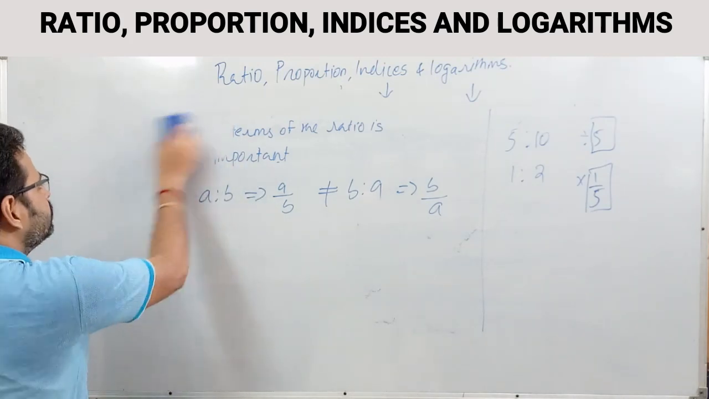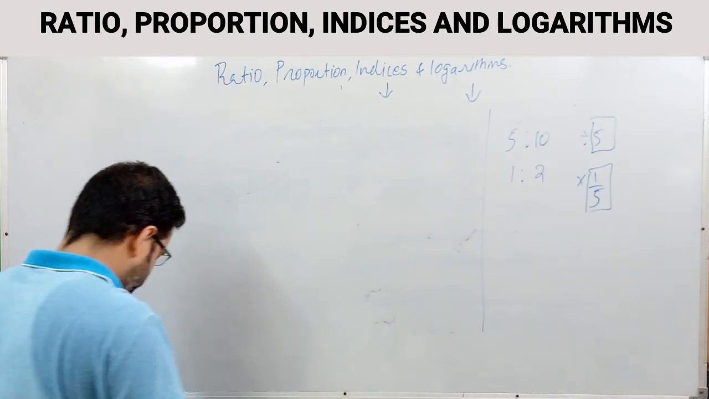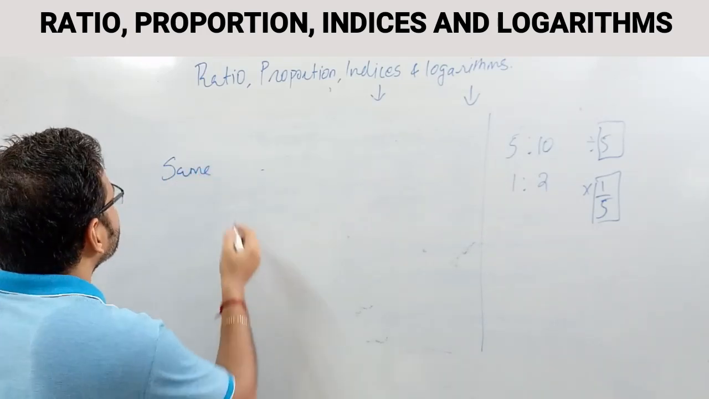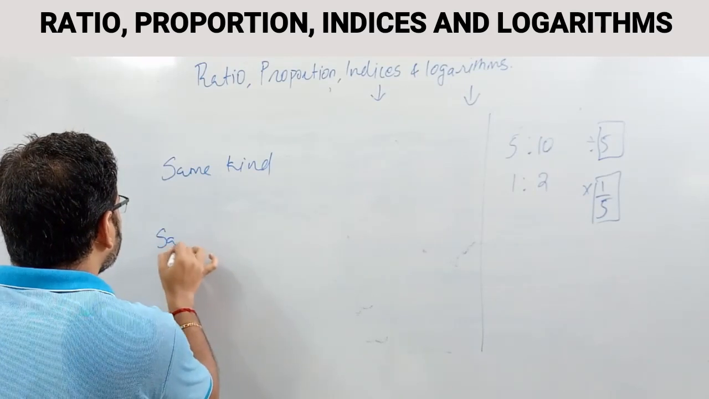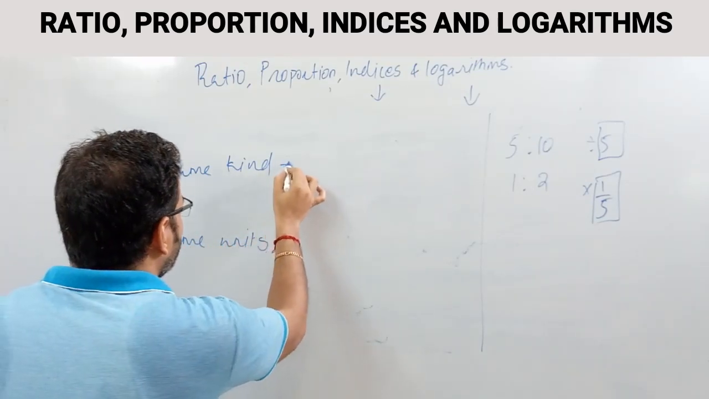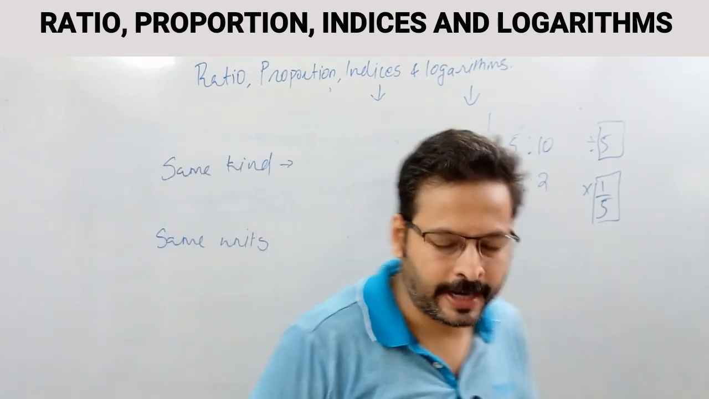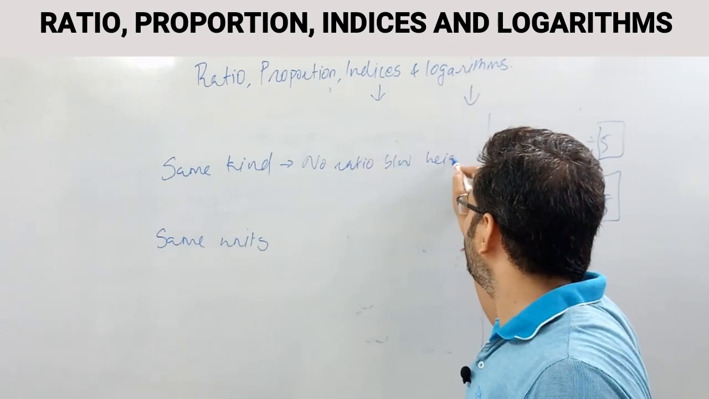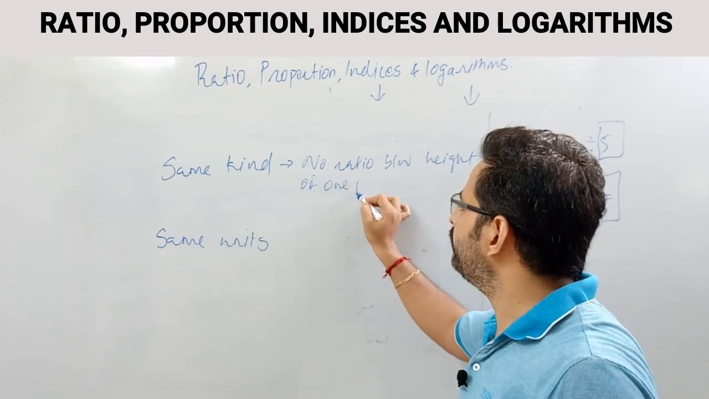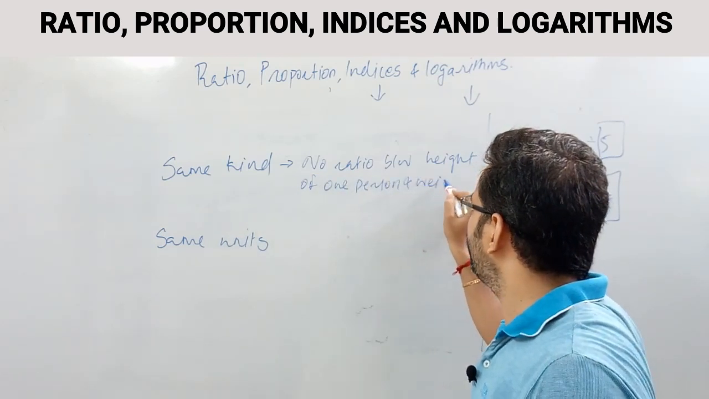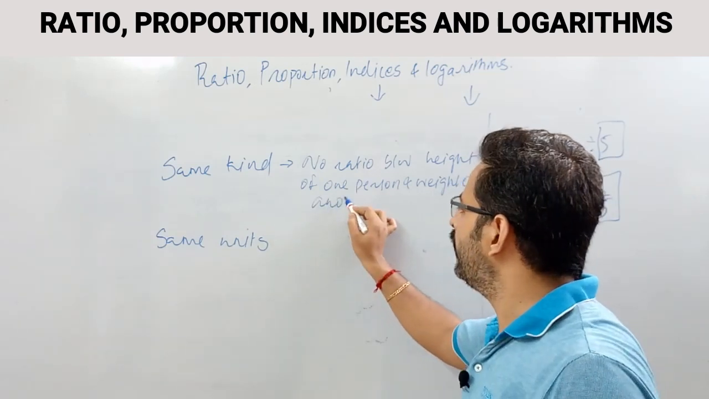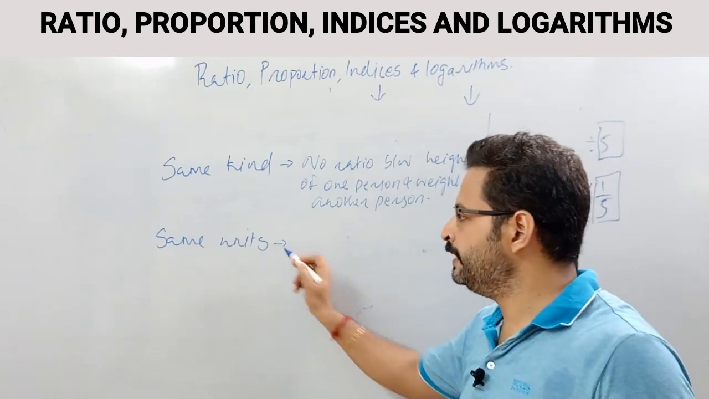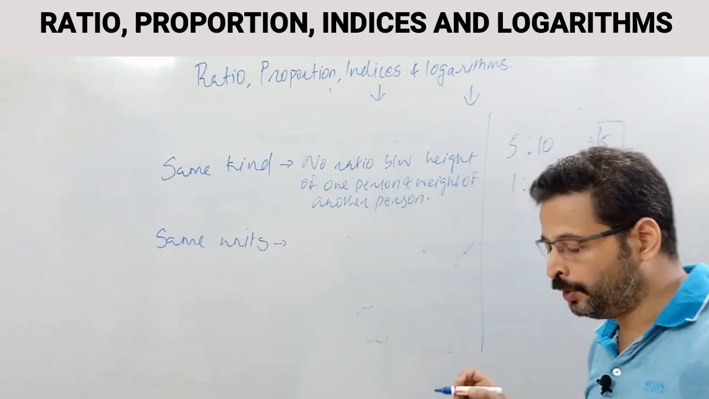Then third one, ratio exists between quantities of same kind and same units. Okay. What is meant by ratio exists between same kind? That means there will be no ratio between height of one person and weight of another person. Okay. Then next one, ratio exists between quantities of same kind and same unit also.